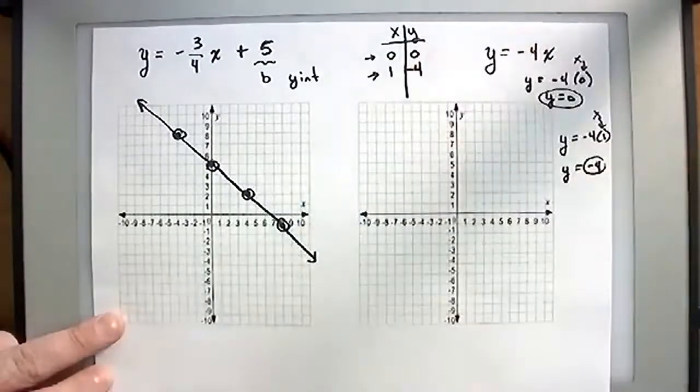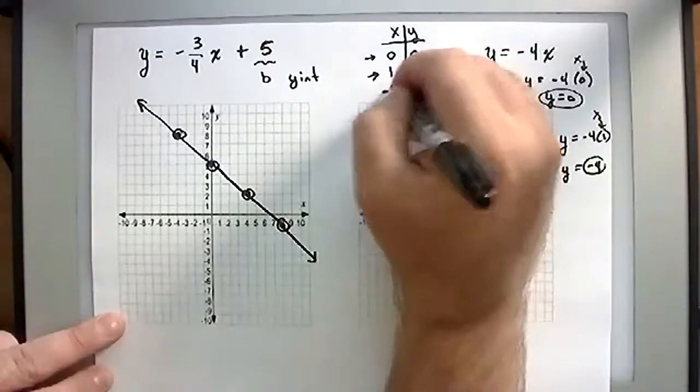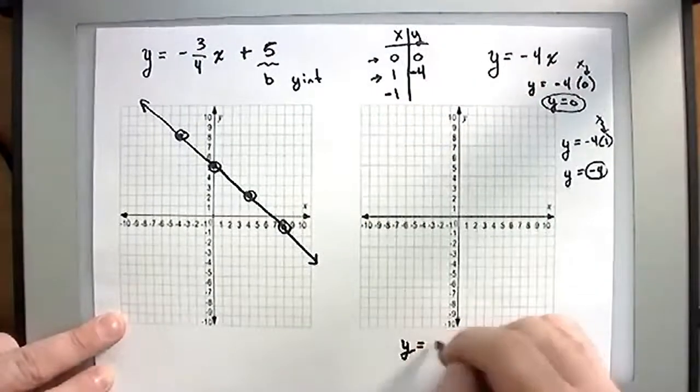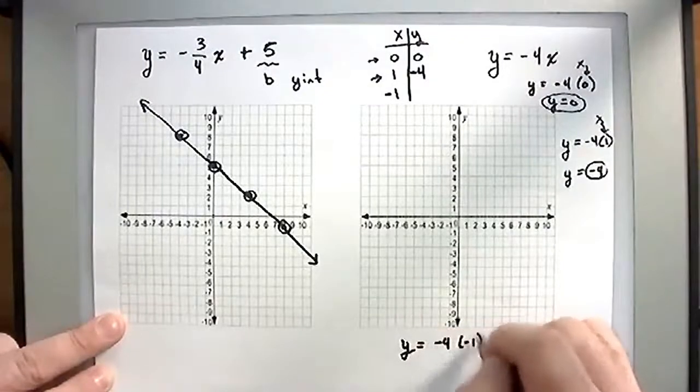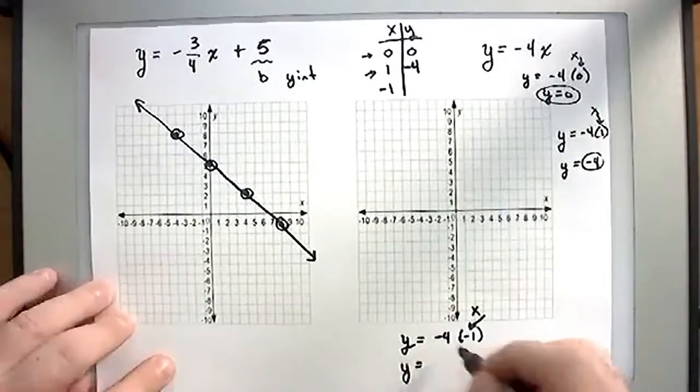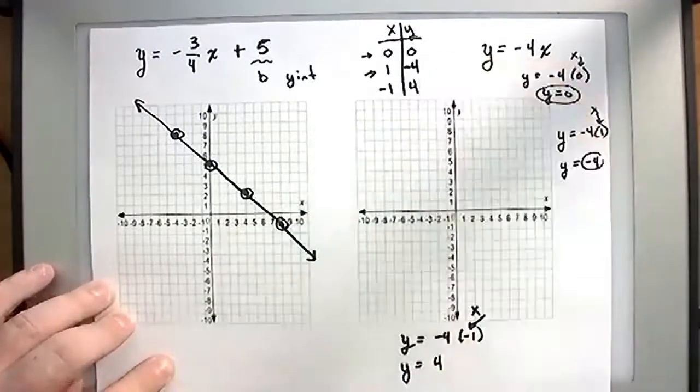There's another point. And let's just go ahead and do negative 1 just to change it up a little bit. So if we had y equals negative 4, and this time we're putting in negative 1 for x, y equals negative 4 times negative 1, which is positive 4. And so that one is 4. Now you have 3 points.